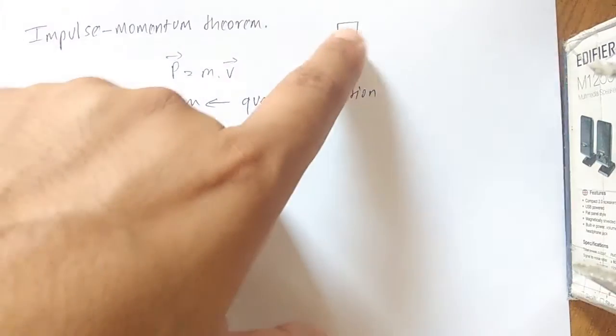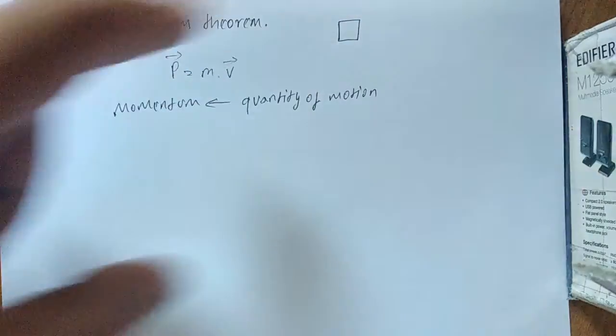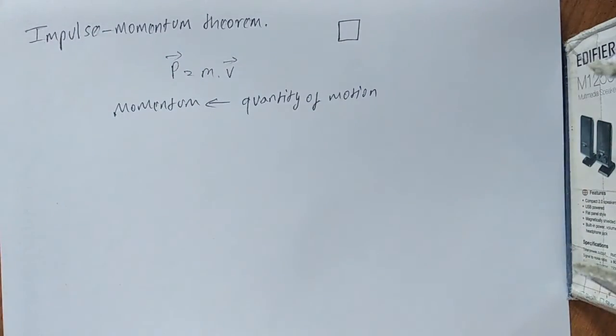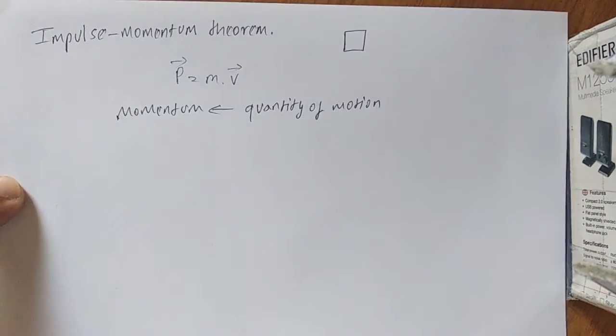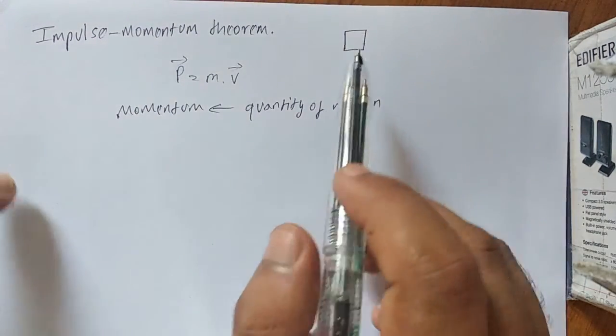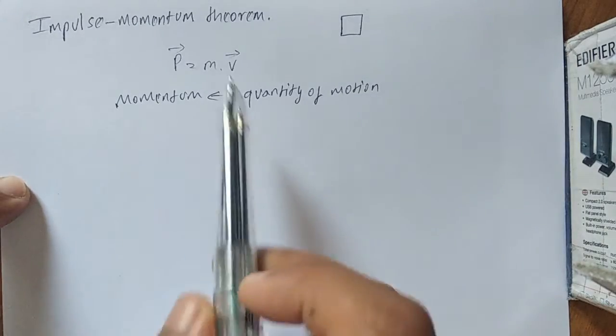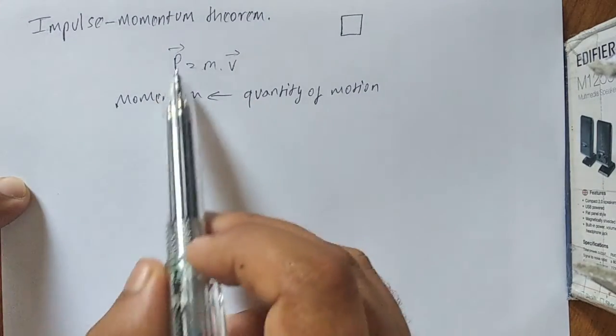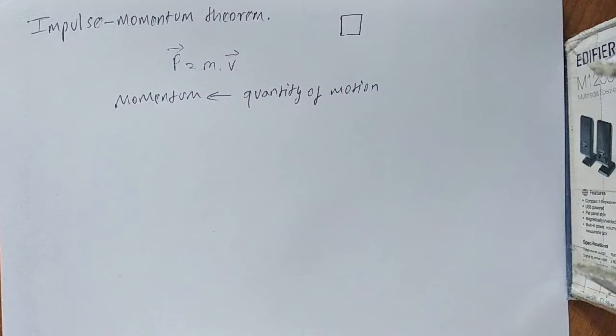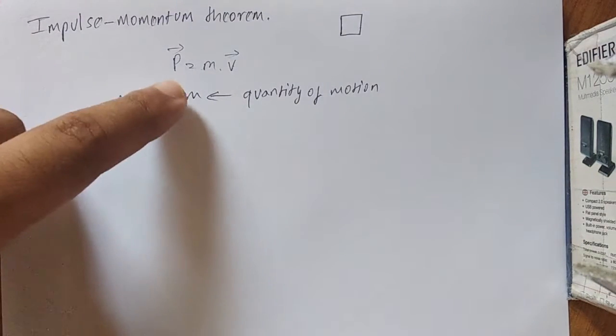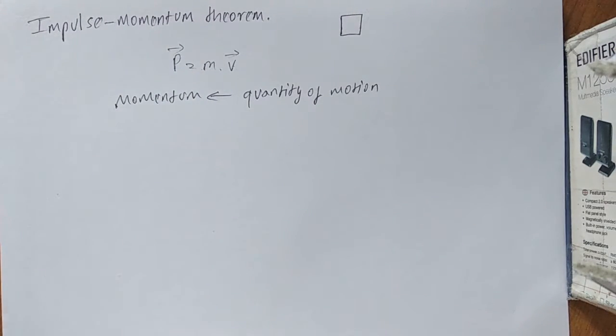And even if the mass is small but the velocity is more, in that case also it will have more motion. But if it has both mass as well as velocity that is more, then both are getting multiplied, so the momentum or the quantity of motion will be more. So momentum is nothing but a parameter that determines the quantity of motion of an object.